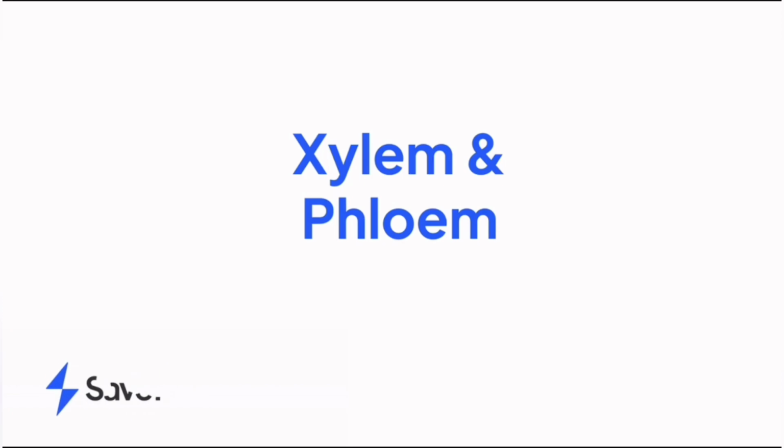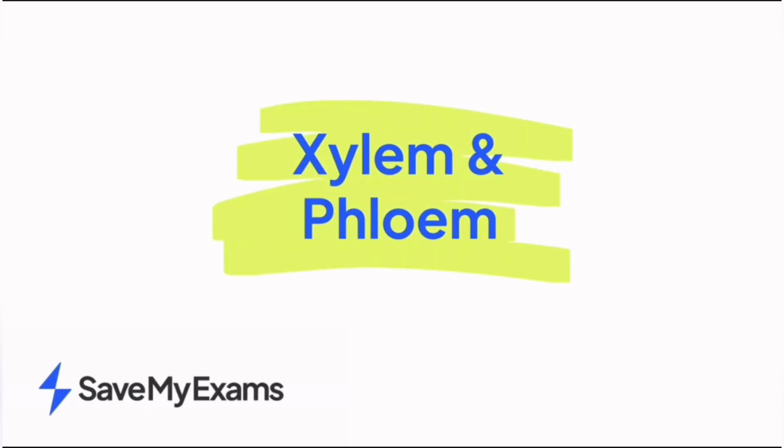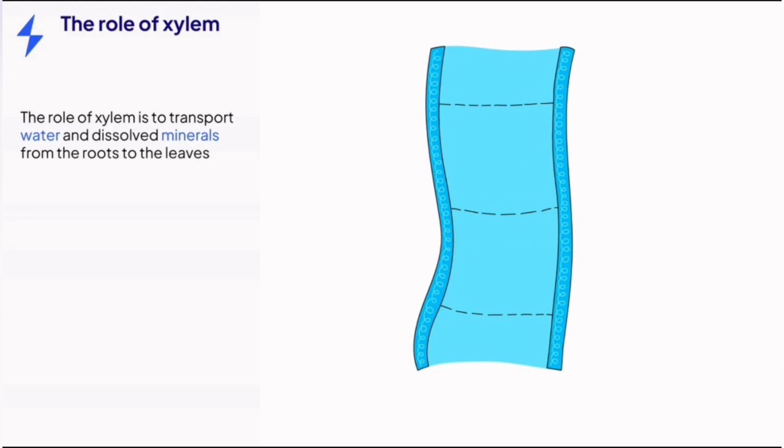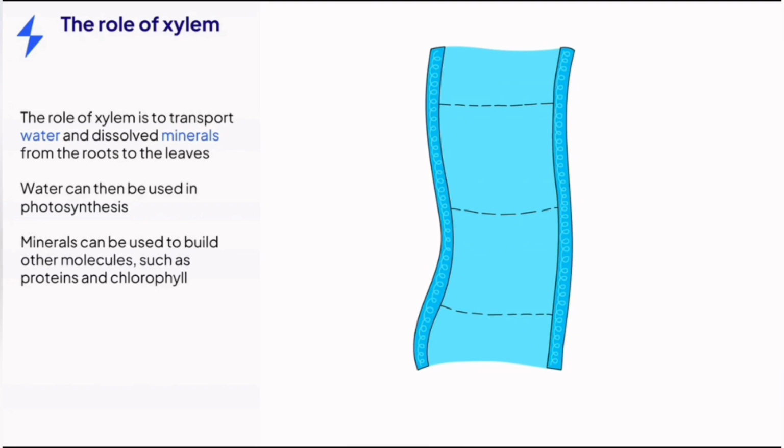This video is on the topic of xylem and phloem. The role of xylem cells is to transport water and dissolved mineral ions from the roots to the leaves. Water can then be used in photosynthesis, and minerals to build other molecules, such as proteins and chlorophyll.